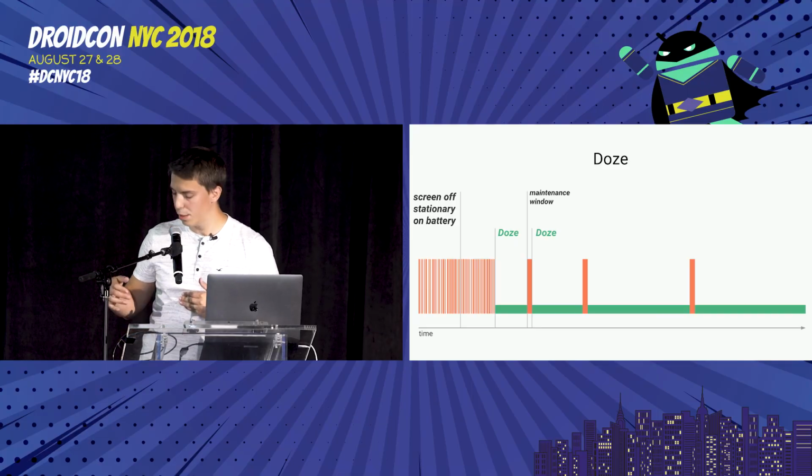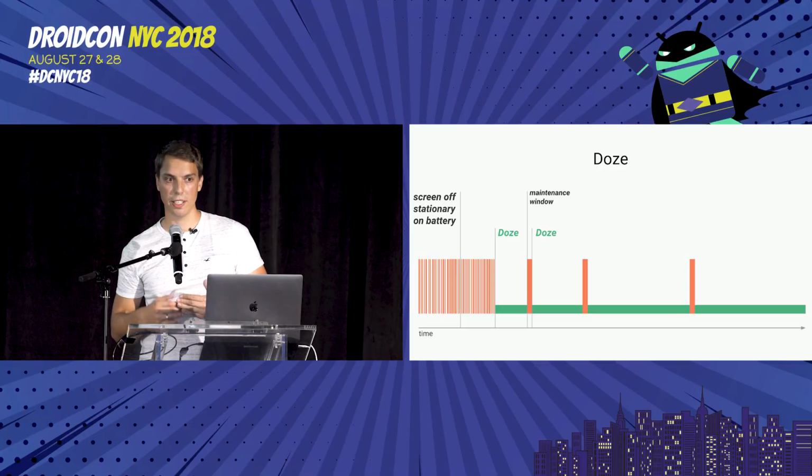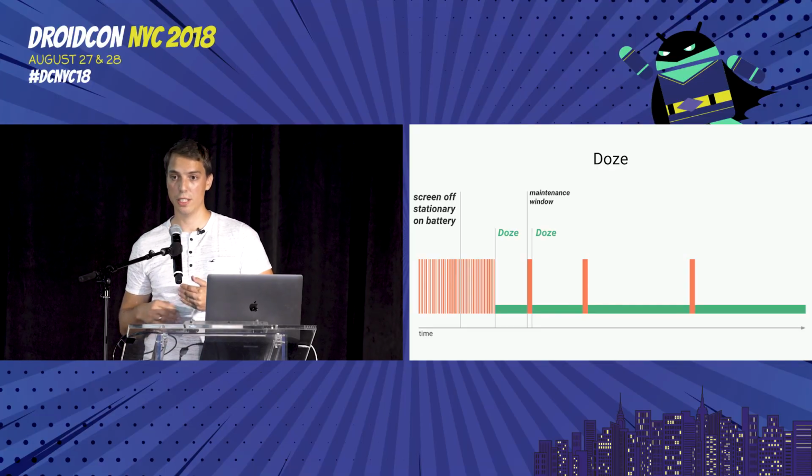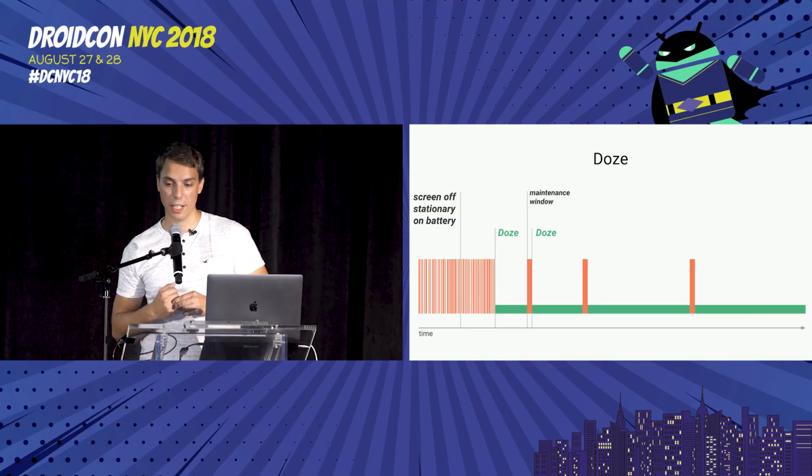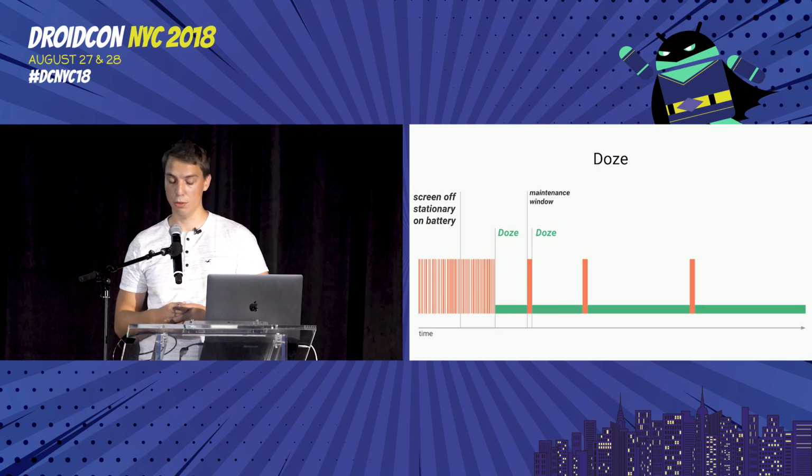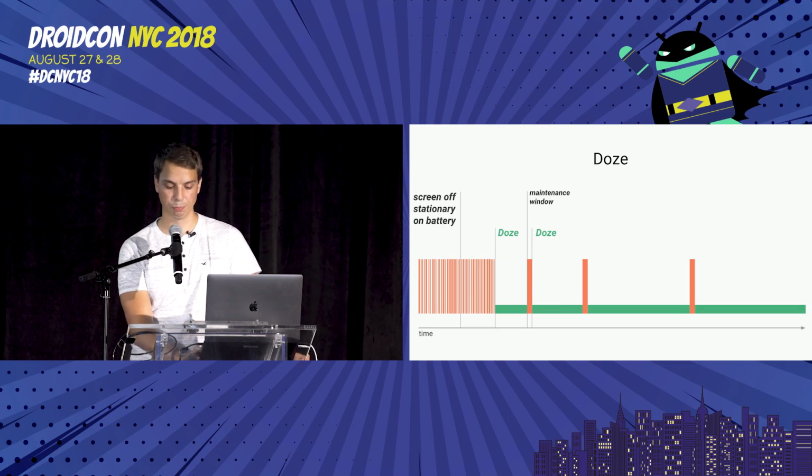So as you can see in the graphic, the device is running, and after a while it goes into this Doze mode where it really saves a lot of battery. It turns off the network and other things. No application is allowed to run. And after some time, the maintenance window starts where all those batched jobs actually run. And after this, it goes back into Doze mode and saves a lot of battery.